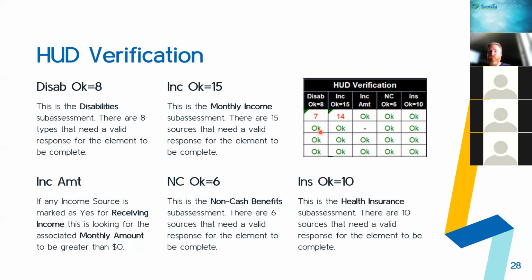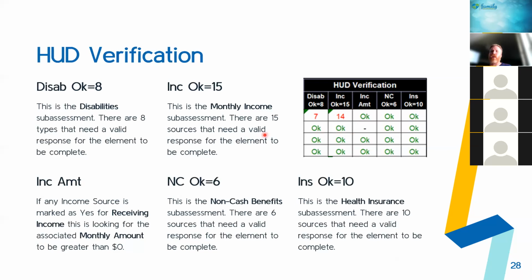With income, it's the same way. There are 14 out of 15, so there's just one missing. Sometimes it means you're updating that information and maybe you closed out the old one and added the new one for the wrong date. And so it didn't line up with the entry, or you forgot to add the new one after you closed out the old one. It just means there's a couple missing. If you see a null, a red null, it means that the entire HUD verification section was left blank.